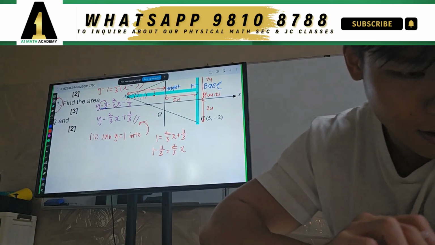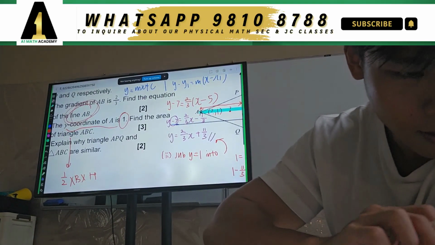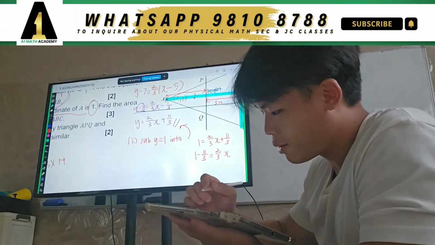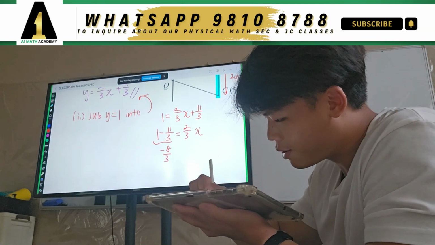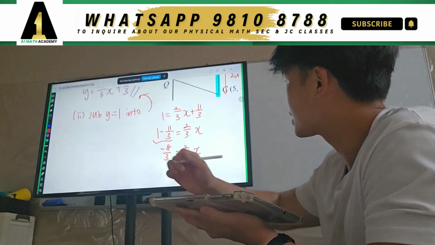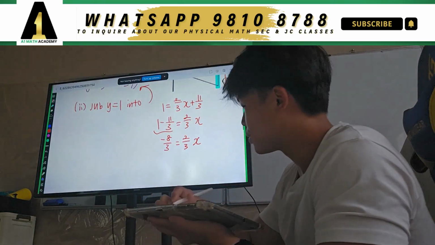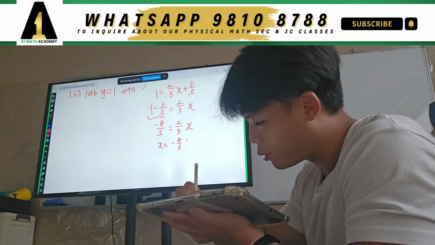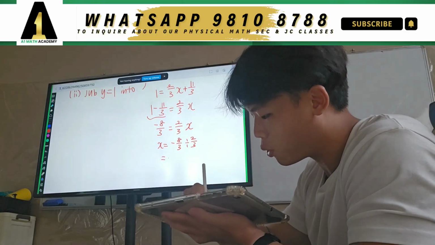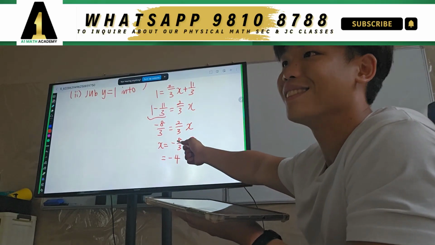Just key this in your calculator. 1 minus 11 over 3, you get minus 8 over 3. So therefore x is minus 8 over 3 divided by 2 over 3, so you get minus 4. Do you get this?